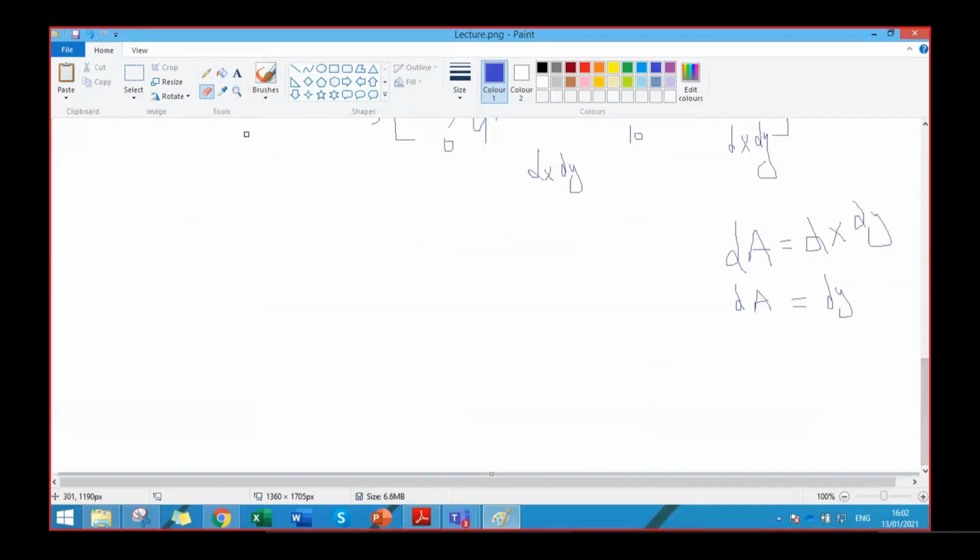Let me draw here. We know that area will be calculated based on the flow across this cross-sectional area, right? This is your dA, and if this is dx, this base, and this is dy, then dA would be dx into dy, right?